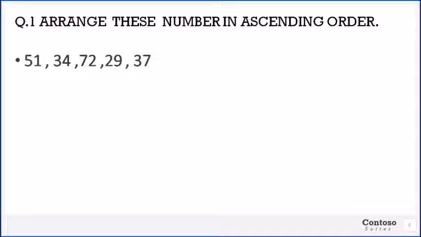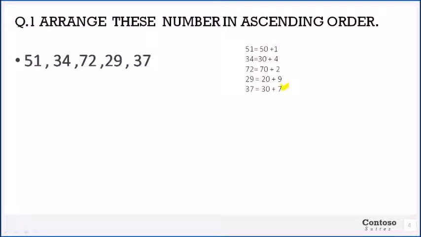First, find out the expansion form. How do we arrange these numbers by the help of expansion form? When you are arranging these numbers, first you have to find out the expansion form of these numbers. Suppose the first number is 51. Expansion form of 51 is 50 plus 1. Then 34 is 30 plus 4. And for 72 it's 70 plus 2. And for 29 it's 20 plus 9. And for 37 it's 30 plus 7.